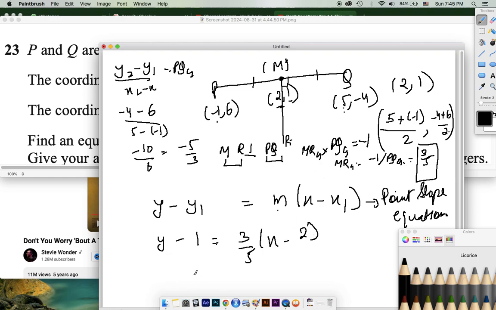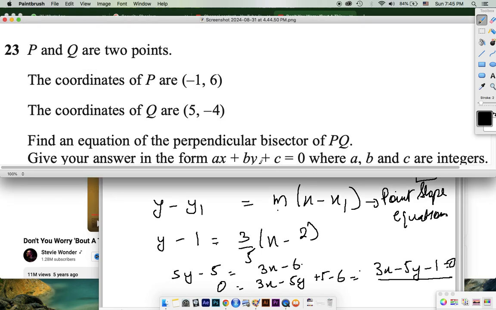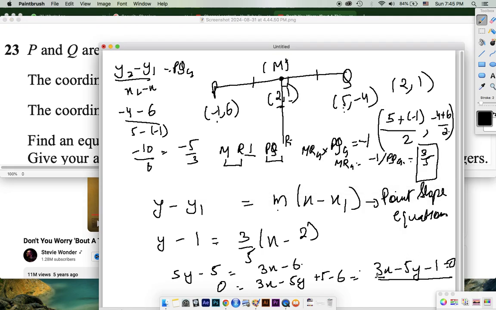So you can take this over here, it becomes 5y minus 5 is equal to 3x minus 6. Bring everything on this side, so 0 is equal to 3x minus 5y plus 5 minus 6, that comes to 3x minus 5y minus 1 equals 0. So you have got the equation of the perpendicular bisector, and it is in the form ax plus by plus c, where you can see that a is 3, b is -5, and c is -1, right?